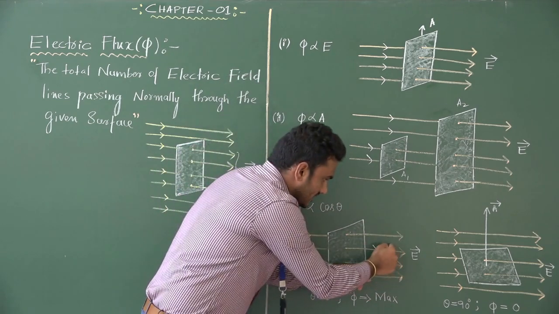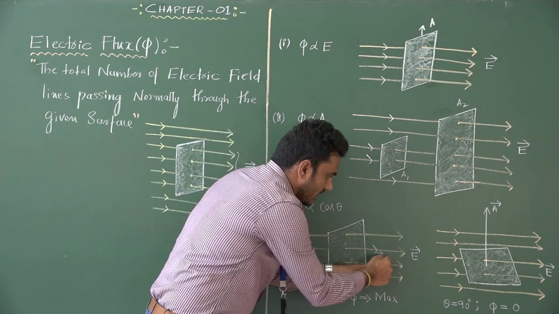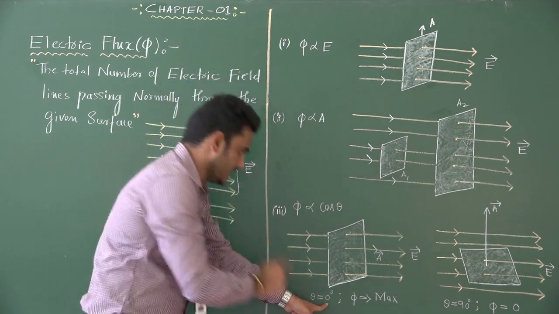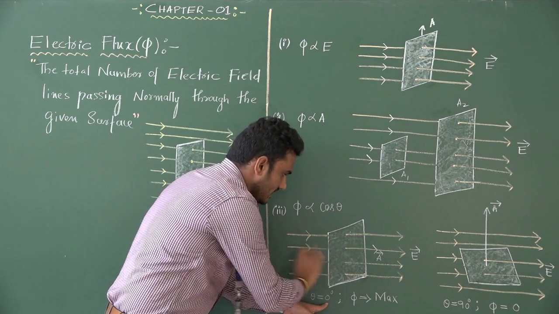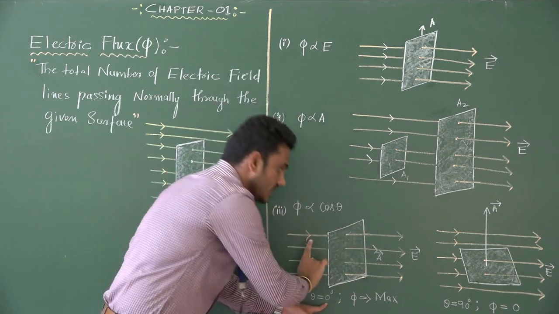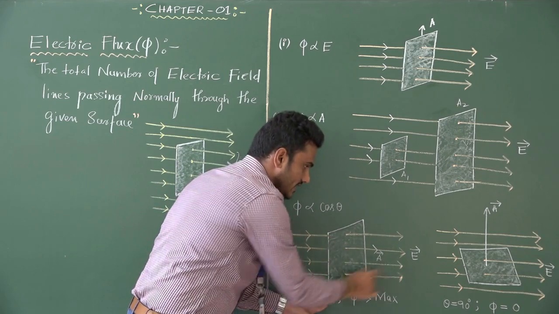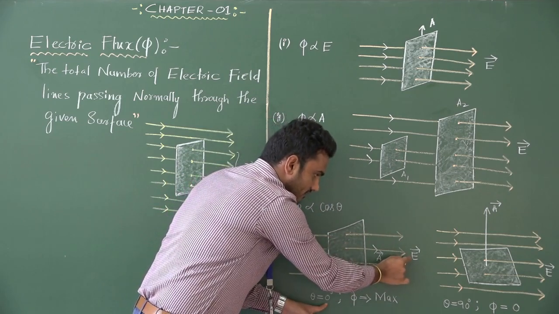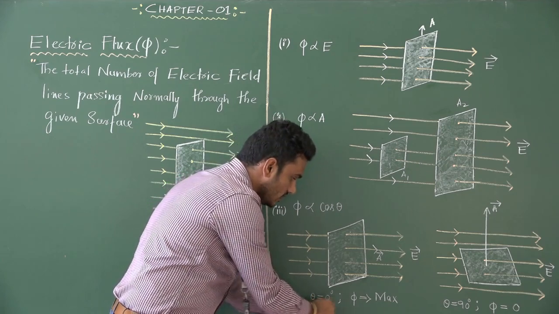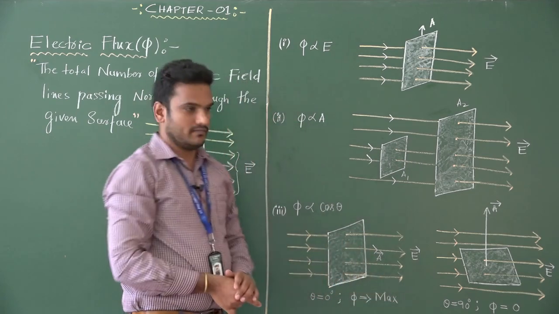So here the angle between the electric field and area vector is 0, which means electric field lines are perpendicular to the given surface. When they are perpendicular to the given surface, the angle between electric field and area vector is 0. When theta is 0, electric flux is maximum.